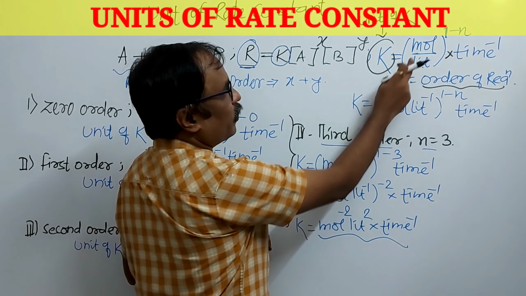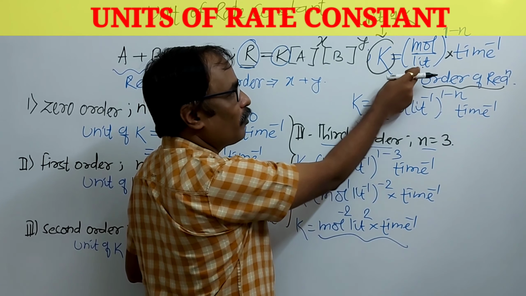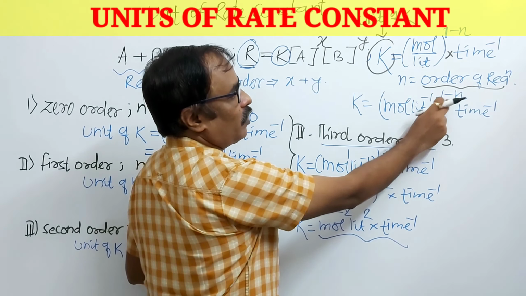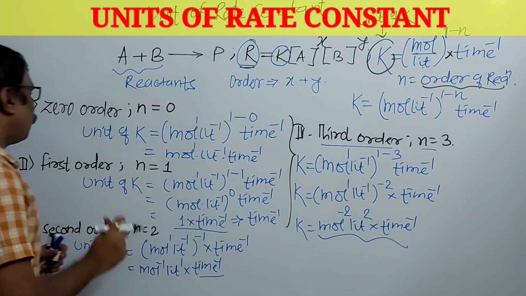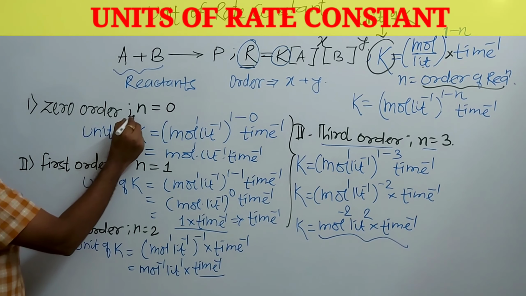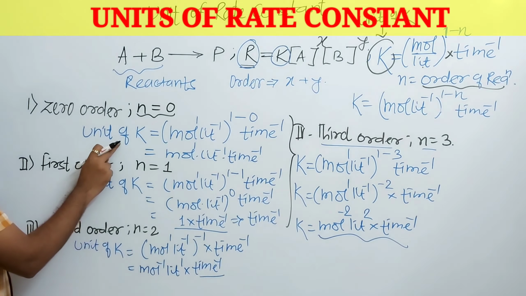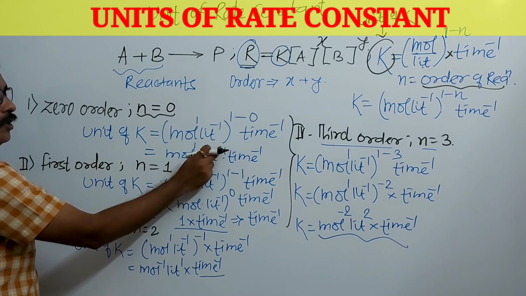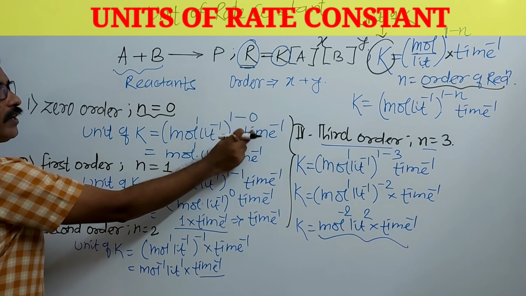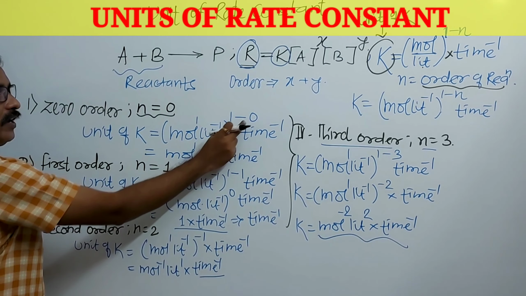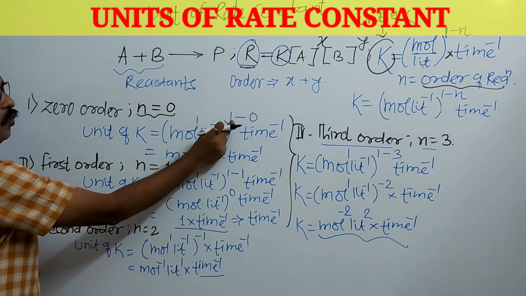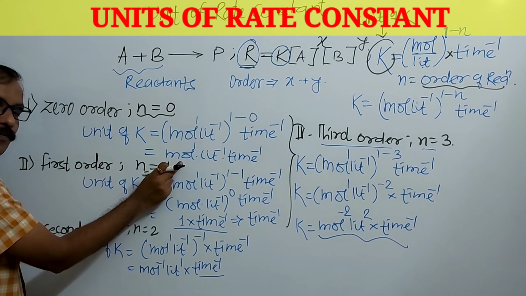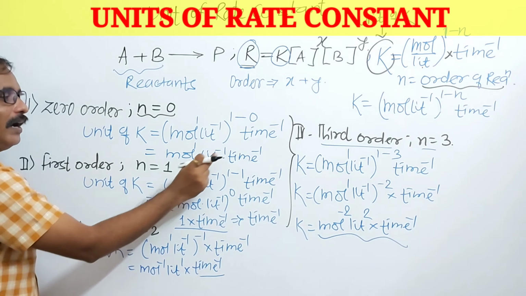The same formula we can write as mole to the power 1, liter to the power minus 1, raised to 1 minus n, time inverse. Back to zero order reaction, here n is equal to 0. Take the same formula: unit of k is mole to the power 1, liter to the power minus 1, raised to 1 minus 0, time inverse. 1 minus 0 is 1. Multiply 1 into 1, it will be 1. Minus 1 into 1 will be minus 1. So mole to the power 1, liter to the power minus 1, and time inverse.